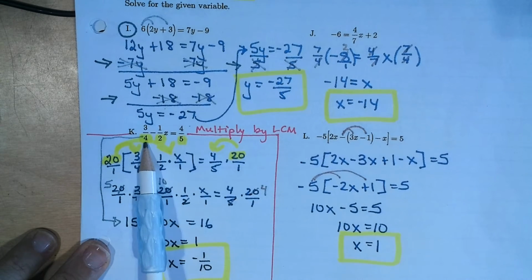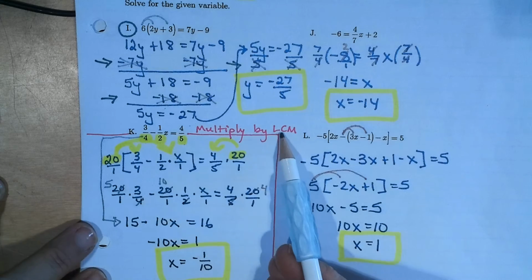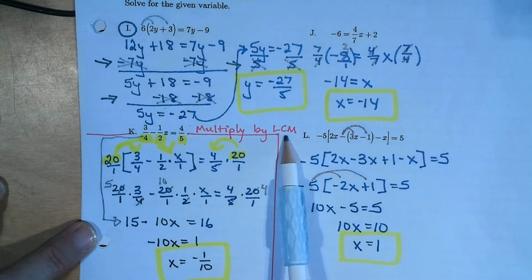So you look at 4 and 2 and 5 and you ask yourself, what's the smallest number that all three of them will go into? And that's 20. Which means your next step is just multiply everything by 20. And it will cancel out the fractions, right? It will make them go away. So that's why I put multiply by the least common multiple.